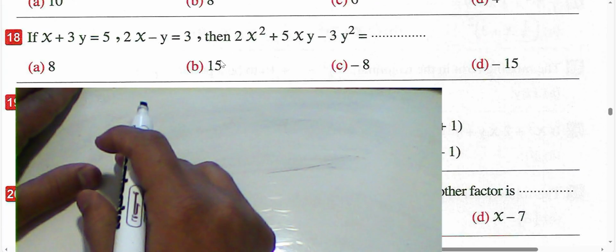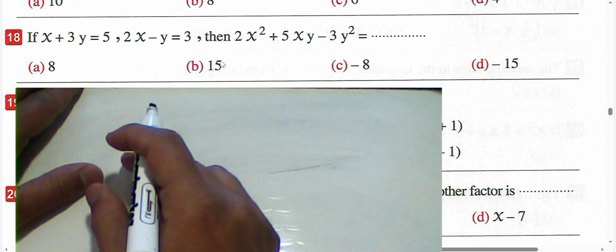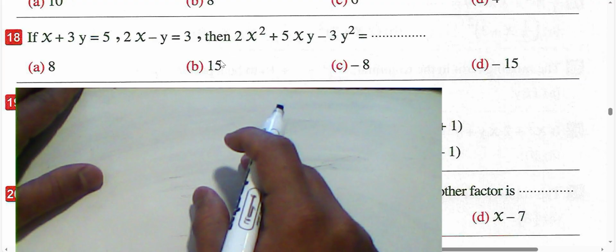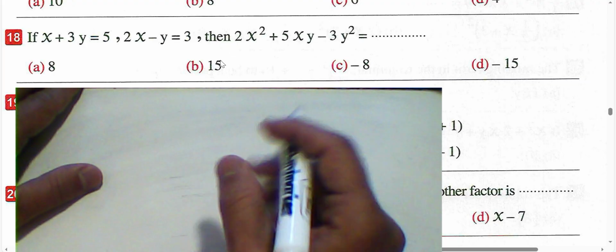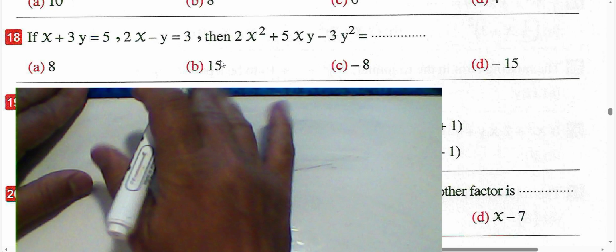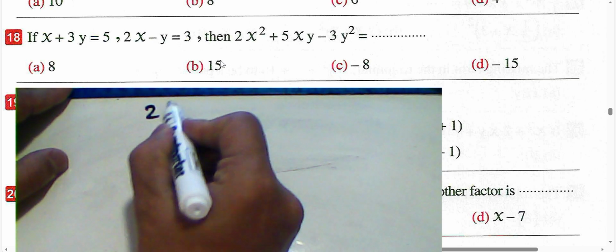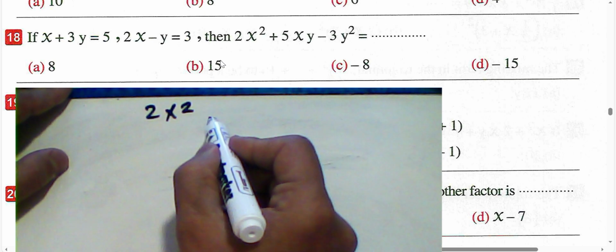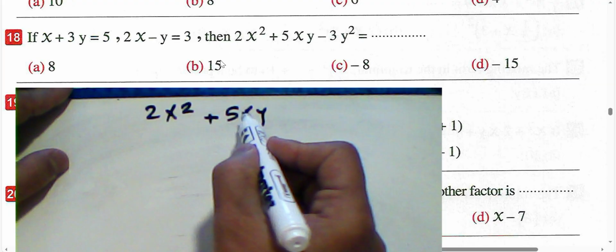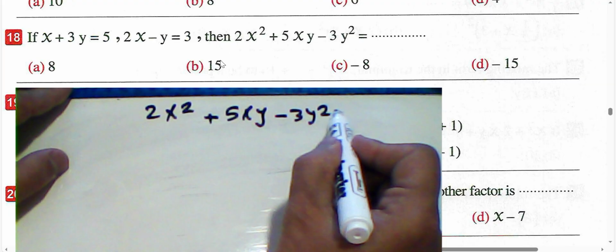x plus 3y equal 5, 2x minus y equal 3. Then 2x power 2 plus 5xy minus 3y power 2 equal what? We can factorize this example. We have 2x power 2 plus 5xy subtracted by 3y power 2.